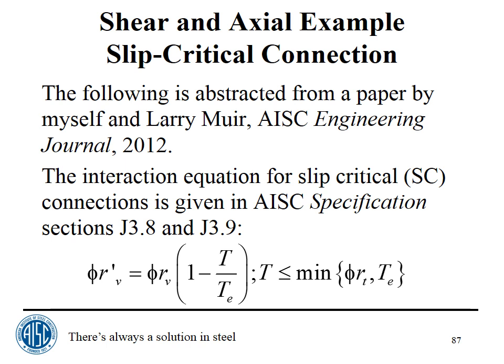The interaction equation for slip critical connections is given in the AISC specification sections J3.8 and J3.9. This term here is from J3.8. That is the slip critical shear strength of the bolt, the design shear strength of the bolt. This quantity in the brackets here is from J3.9. In the specification, it's called K sub SC. In the bolt specification itself, RCSC, it's really written pretty much the way I've got it here. This extra term I'm going to talk about in a minute.